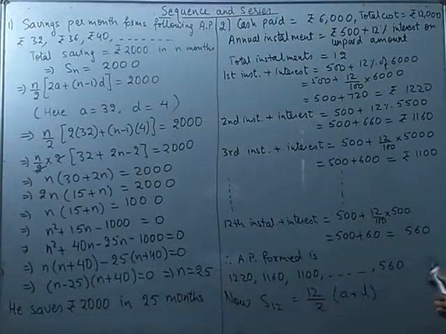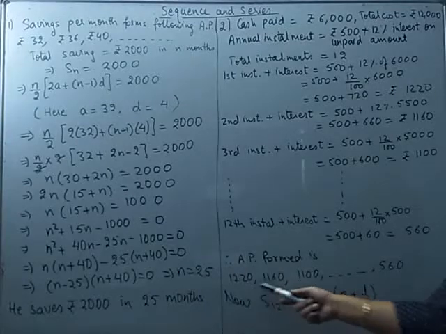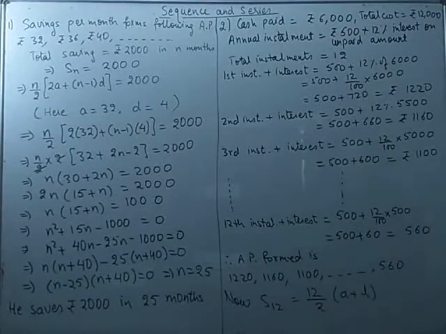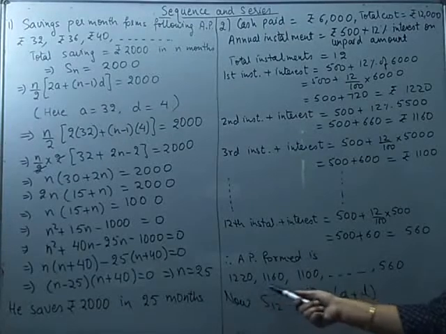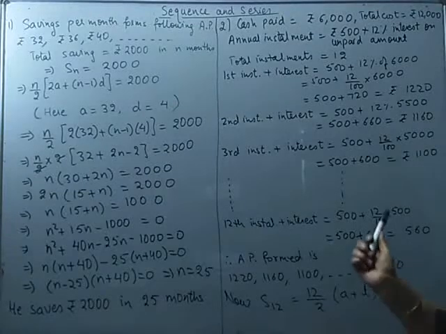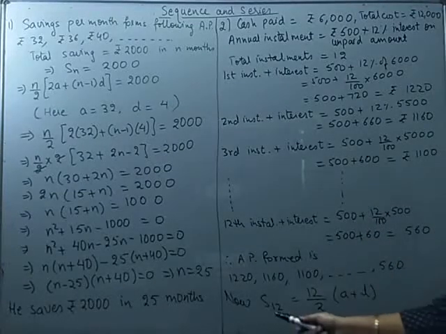Now if you look at all these amounts which are paid at the end of each year, you will see a decreasing AP is being formed. And how many terms are there? Because these are 12 installments, the number of terms is 12. So let us find what this is summing up to. What is the sum of all this amount paid as installment and interest?